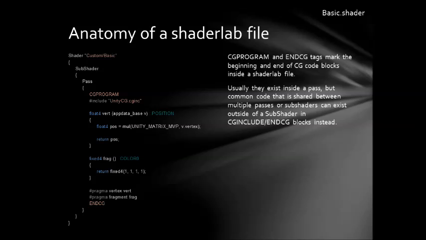So the pass contains CG code. And the CG code is contained within the CGPROGRAM and ENDCG tags. They usually exist inside a pass, but you can also put them outside of a subshader inside CGINCLUDE blocks. Those bits of code that are outside the subshader are included in all of your subshaders. So it's useful if you have common code, like functions that you reuse or variable definitions, to put them in a common place. It's useful to put them inside CGINCLUDE blocks.